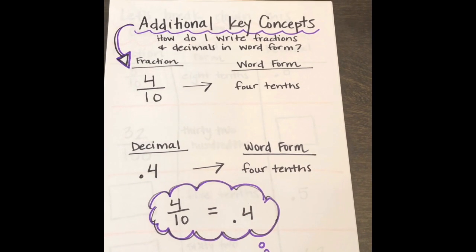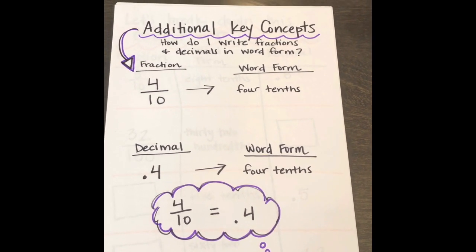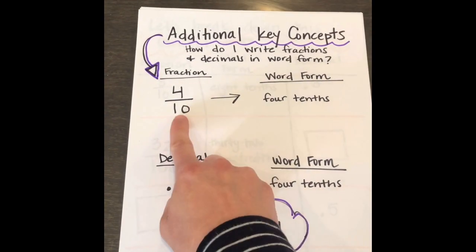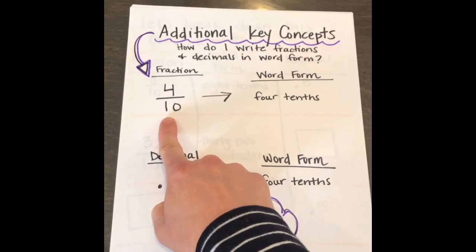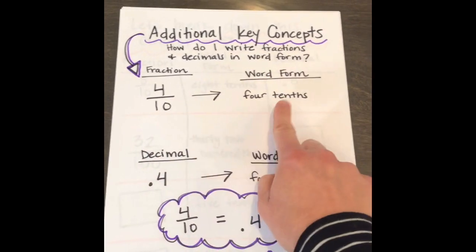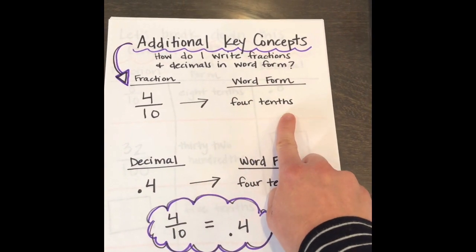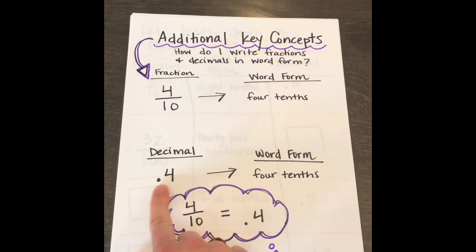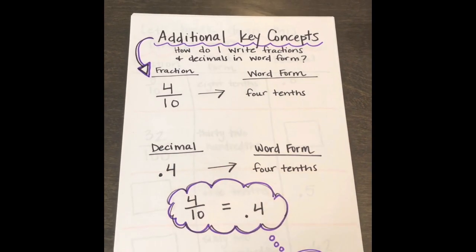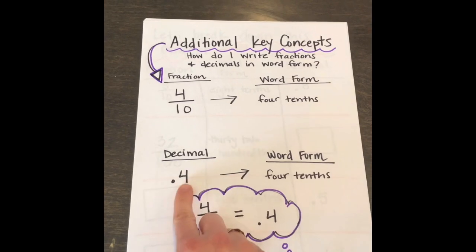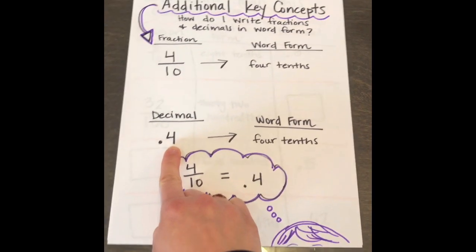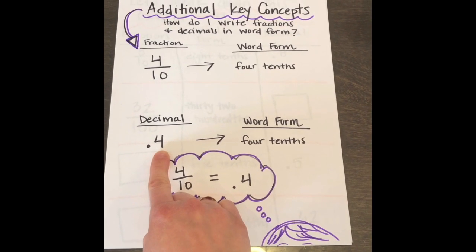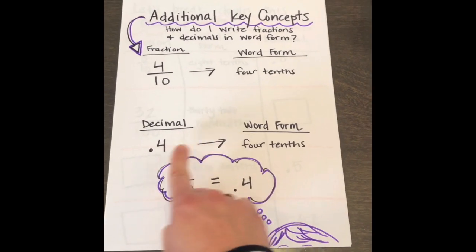Additional key concepts. How do I write fractions and decimals in word form? So here I have a fraction, 4/10. When I see that fraction, I say it as 4 tenths. Here I have this decimal, 0.4. As we just went over, that 4 is in which place value spot? It's in the tenths. So remember that, it's in the tenths.